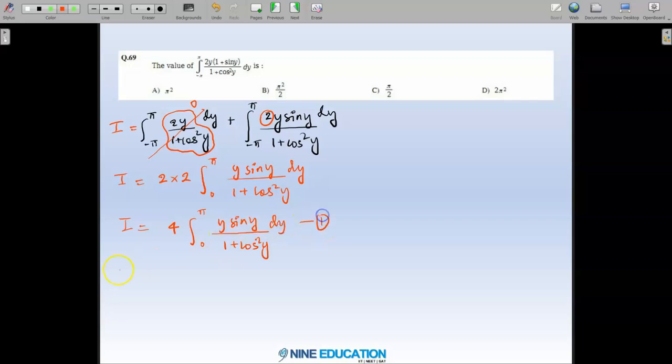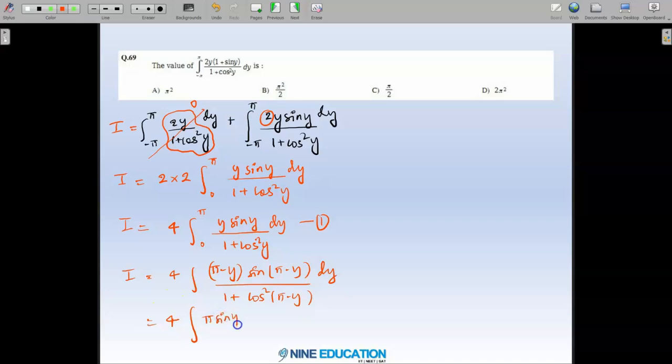Let's suppose this is equation number 1, and again we can apply the property. In place of y we can write lower limit plus upper limit minus y, so that will give us pi minus y, sin(pi minus y) divided by 1 + cos square(pi minus y) dy. So this gives us 4 times of integral of (pi minus y) sin y by 1 + cos square y, because cos(pi minus y) is minus cos y, but due to square it will be cos square y itself.